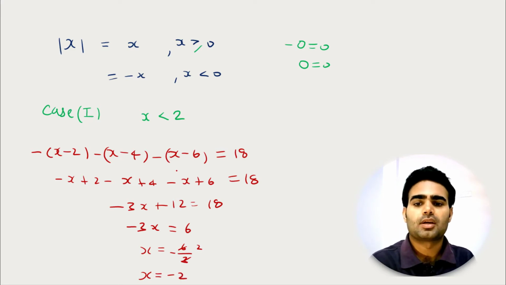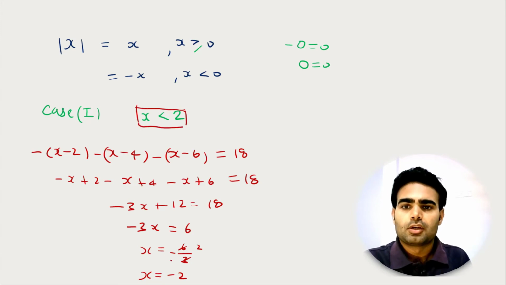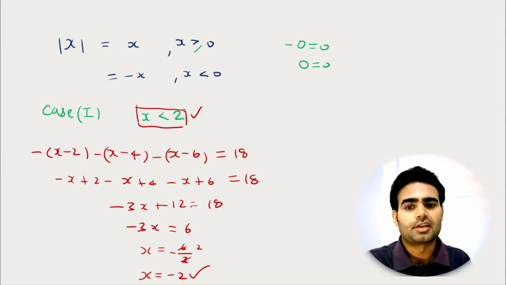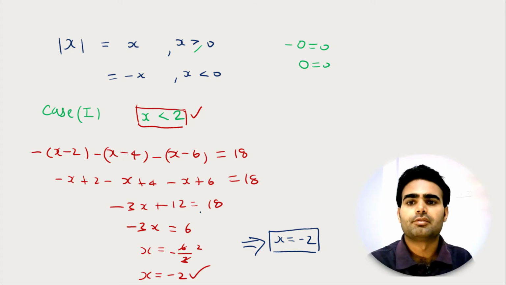But we have to take the intersection with the condition in which this result arrives. You can see that x equal to minus 2 is less than 2, so we can select this value as our answer. So we got the value of x as minus 2. This is part of our answer. Okay, let's go for the further cases.